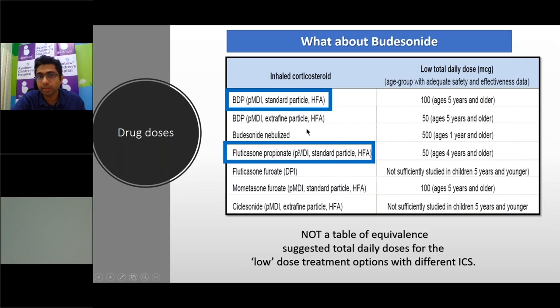This is not a table of equivalence of steroids. It indicates the lowest dose with which we should start. We still continue to use budesonide.